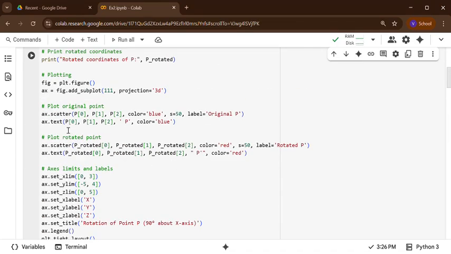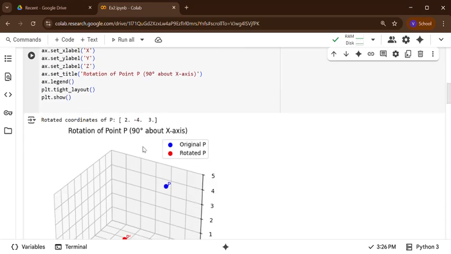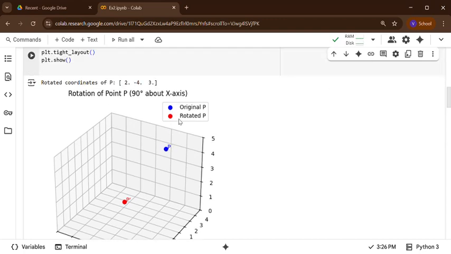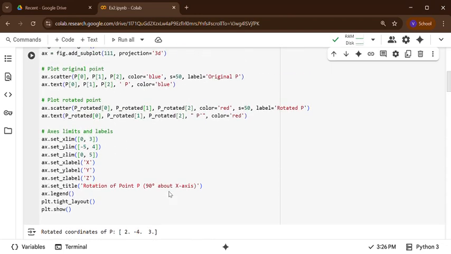So for that, ax.text with P of 0, P of 1, P of 2, and then P, and then the color is blue. Okay, so we have to give that. This text is P. Actually this is the legend. I want to write the text P on the point. So you have to write the point P at P of 0, P of 1, P of 2. Locate that point, and then the text is P, and then the color is blue.